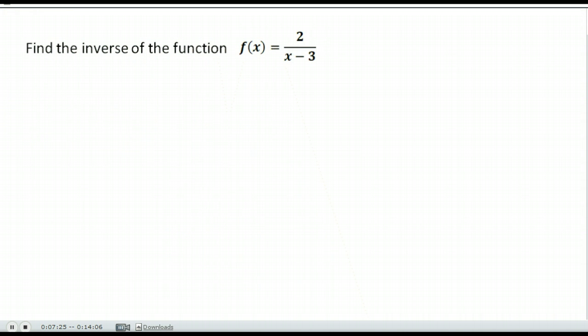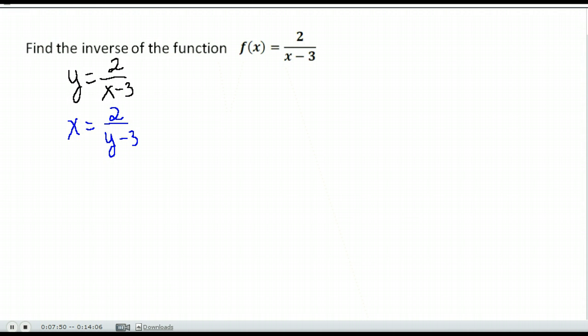Here's another. I put this one in because it looks pretty straightforward and simple, but people tend to get stuck. So I'm going to go through the steps to show you how we go about this. We start the same way we always do. We write it as y equals. We switch our x and y values. So I have x equals 2 over y minus 3.